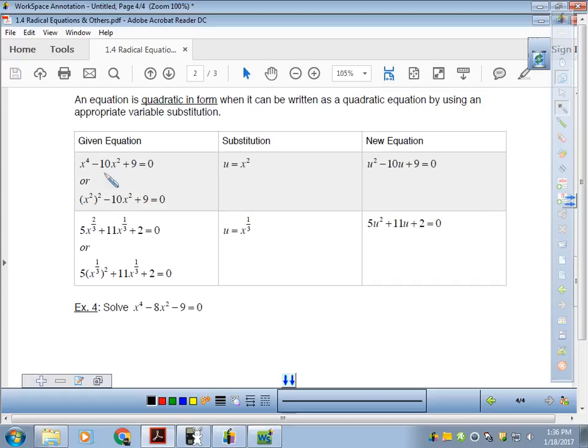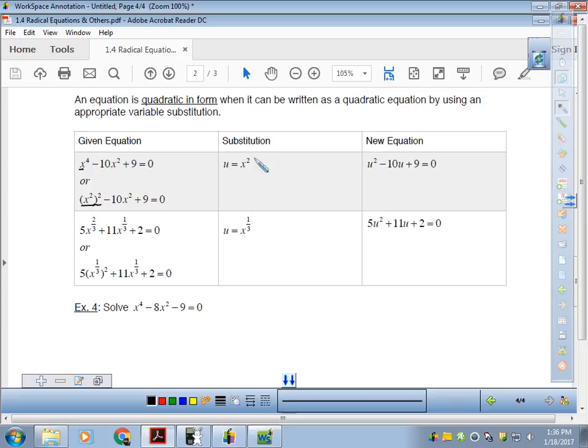We have x to the fourth minus 10x squared plus 9 equals 0. You could rewrite x to the fourth there like this, as x squared getting squared. Because when you have a power to a power, you multiply the powers. Sorry, my bad. Power to the power, you multiply them together, so you have 2 times 2, which will give you the 4 there.